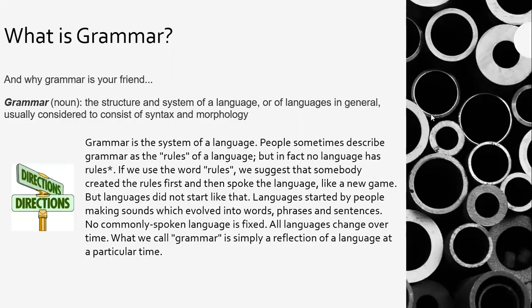So first off, part of sentence structure is also grammar, right? What is grammar? Why grammar is your friend? Grammar is the structure and the system of language, or languages in general, usually considered to consist of syntax and morphology. So basically, it's a system of rules. Grammar has rules in place. But in fact, no other language has rules. We use the word rules loosely. It's more of a suggestion. A lot of languages don't have the same kind of grammar structure as we do, but over time, we have affixed it to the sentence structures.